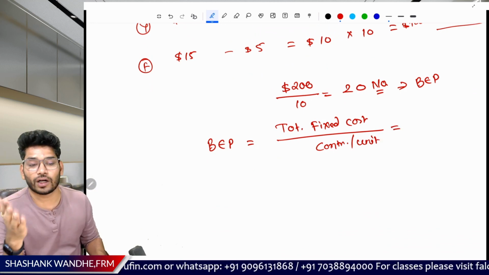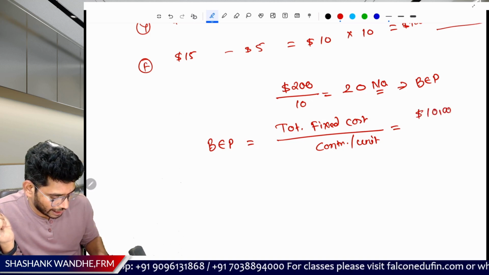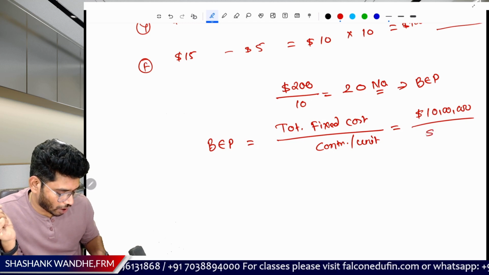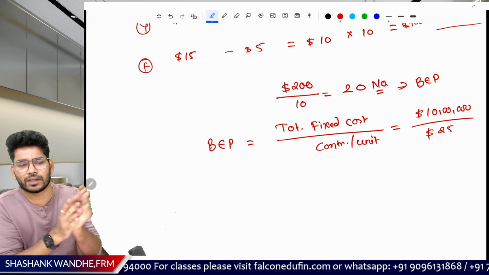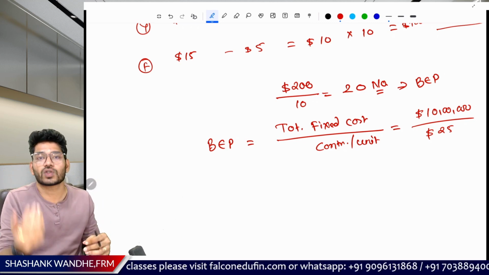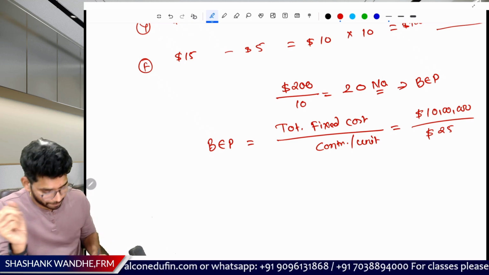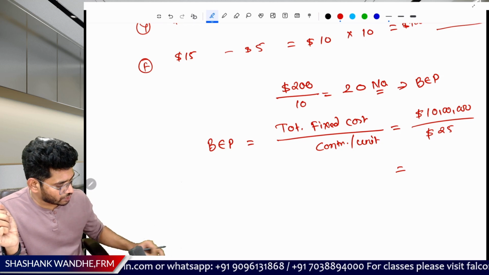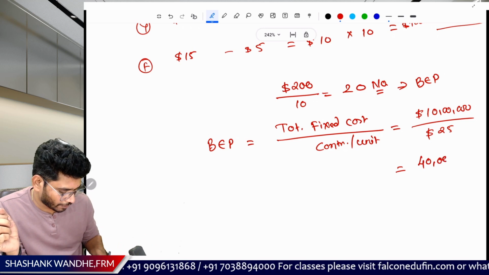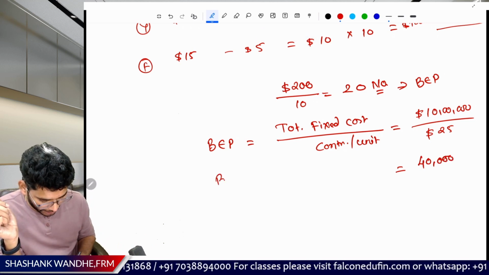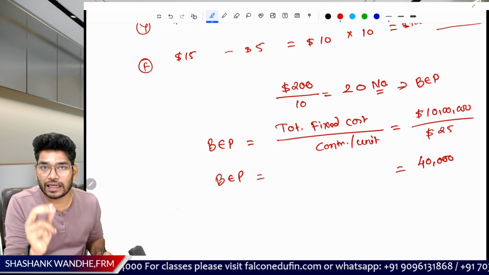Here, let's assume the total fixed cost is, say, $10 lakhs and contribution per unit is, say, 25. You can take any example. For example, sale price is 50 and variable cost is 25. So 50 minus 25 is equal to 25, so your contribution per unit is 25. If you solve this, 10,00,000 divided by 25 will give you 40,000. So this 40,000 is your break even point. At this particular point, you won't generate losses.